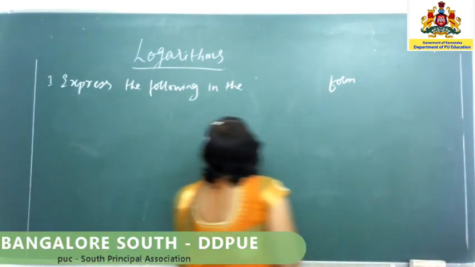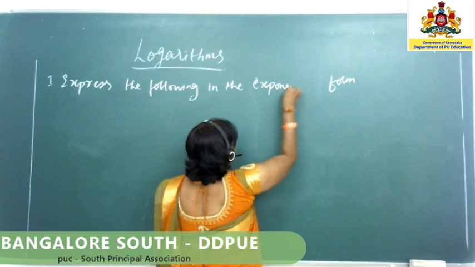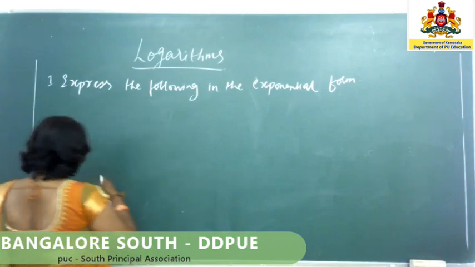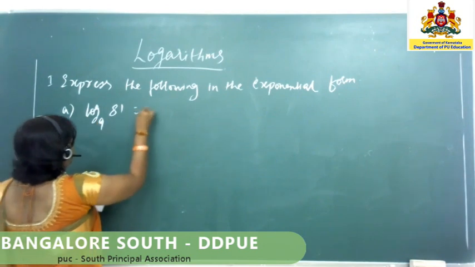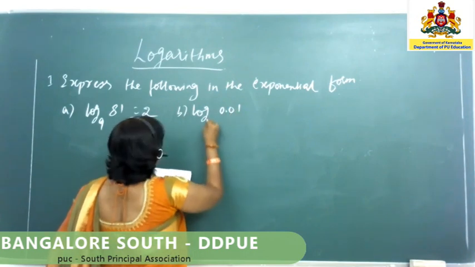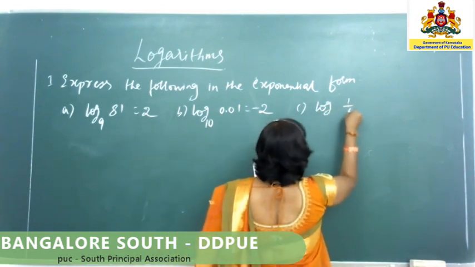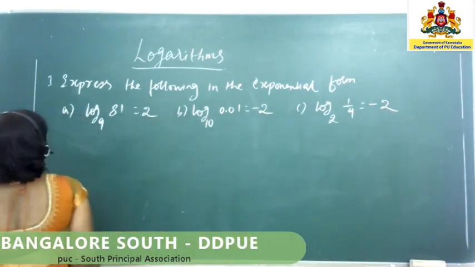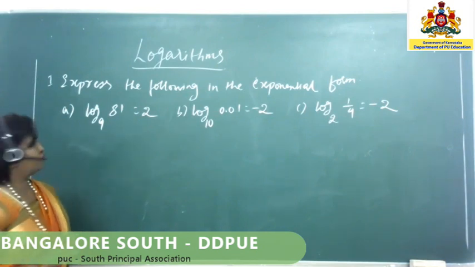So now, in the same way, express the following in the exponential form. Log 81 to base 9 is equal to 2. Log 0.01 to base 10 is equal to minus 2. Log 1 by 4 to base 2 is equal to minus 2. So this you should express in exponential form.